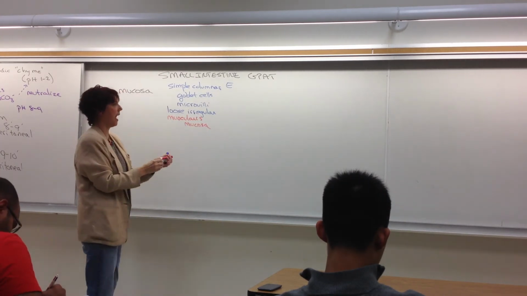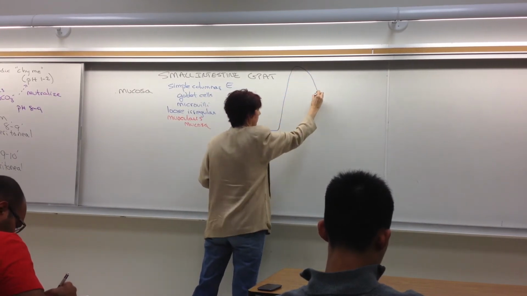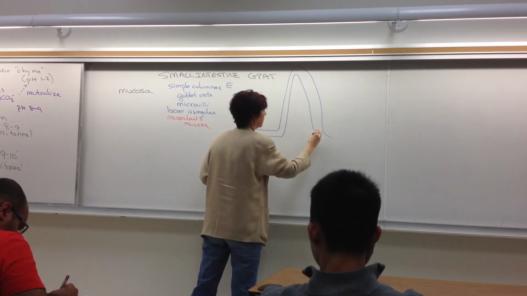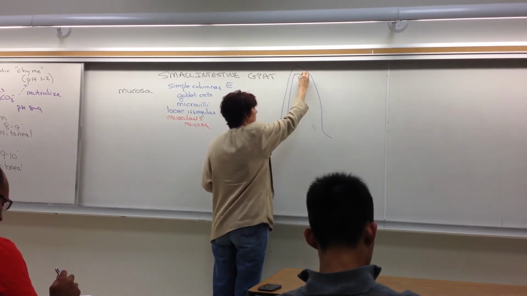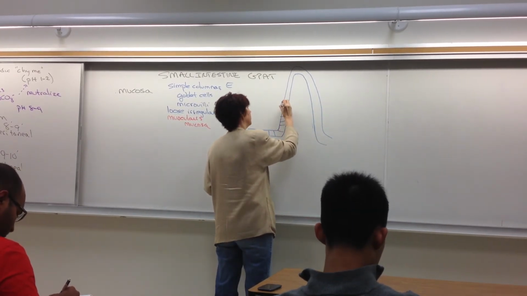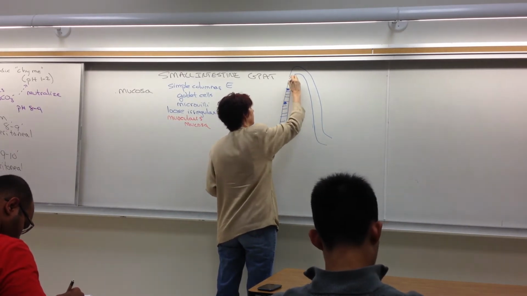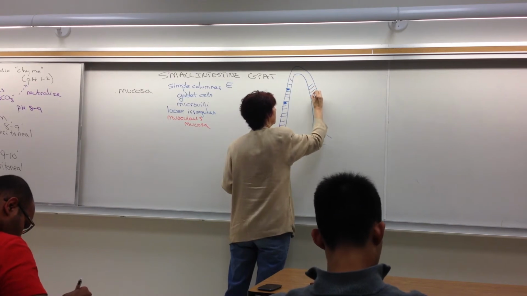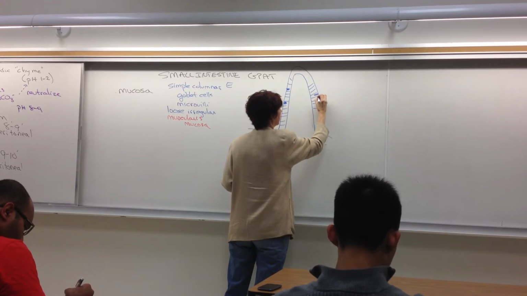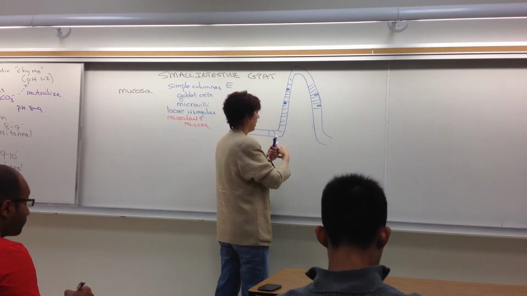So now as I draw that larger, we have an intestinal villus. Formed of simple columnar epithelium with goblet cells and microvilli. Again, this structure is the villus.